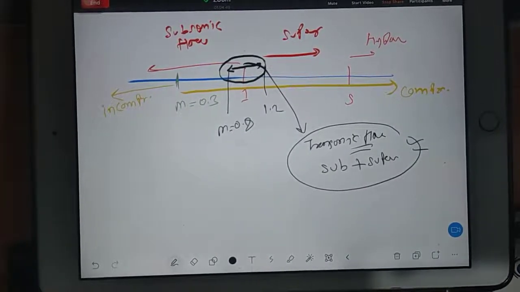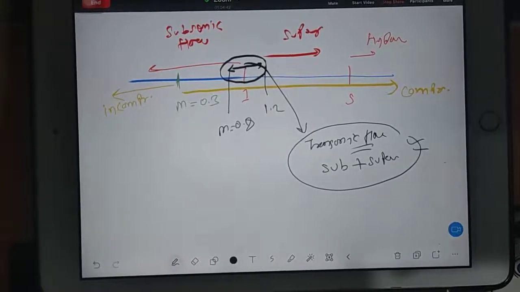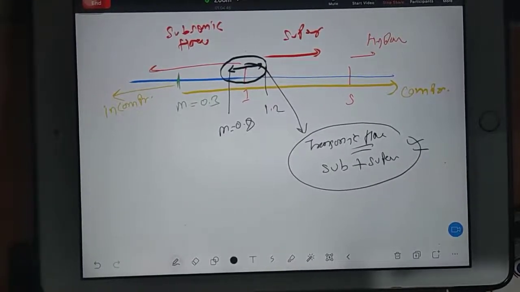Transonic flow means it is kind of a transformation. You have subsonic flow and supersonic flow, so subsonic flow is converting into supersonic flow. So it is kind of a conversion.